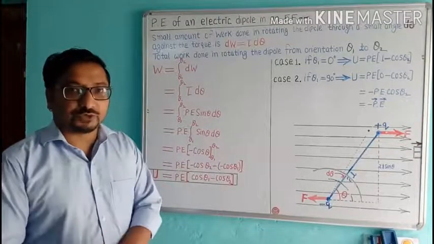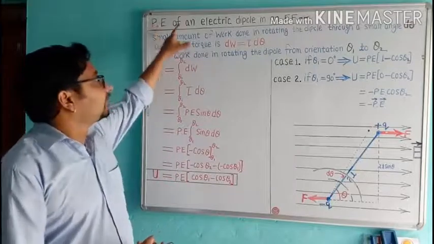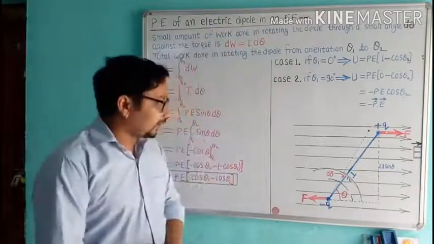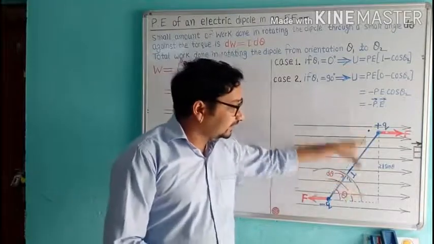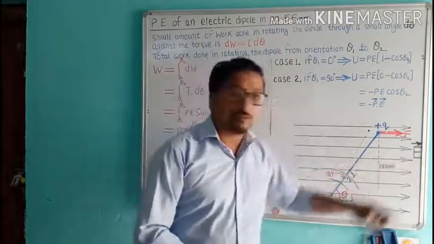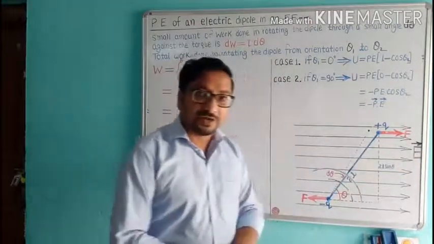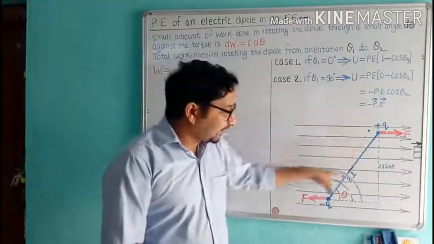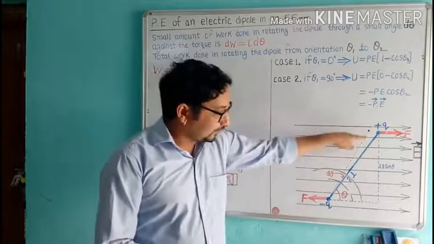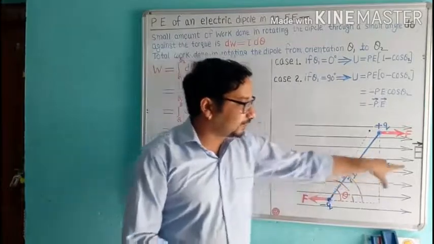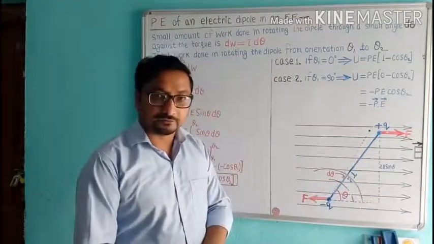Today we will discuss an important topic: potential energy of an electric dipole in an electric field. Suppose these parallel lines represent a uniform electric field whose direction is from left to right, and we place an electric dipole in it which makes angle theta with the direction of the electric field.